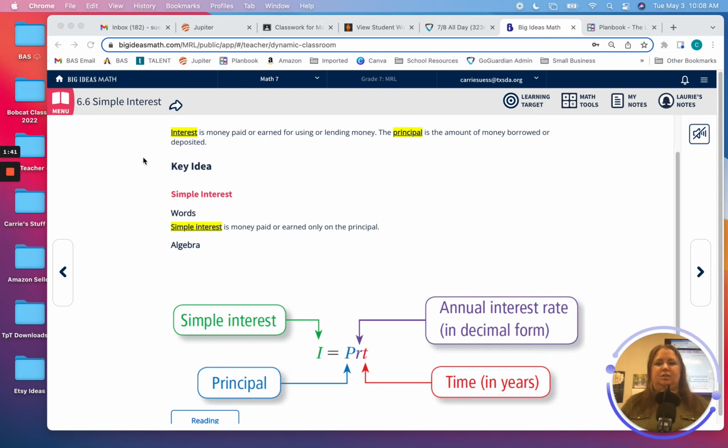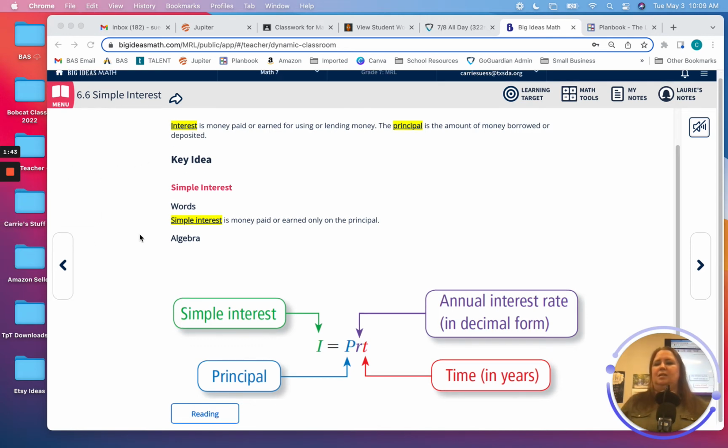Okay, so I'll give you just a moment to write the vocab. So, somebody tell me what interest is. Money paid or earned for the use of money. Yes, interest is money paid or earned. What is principal, Joel? The amount of money borrowed or deposited. So it's your beginning amount. Either you borrowed that amount or you're depositing that amount.